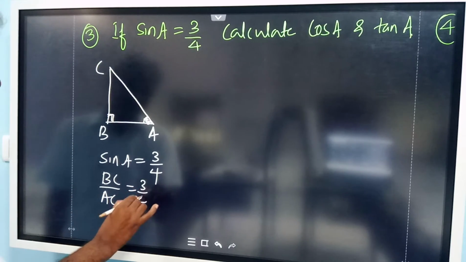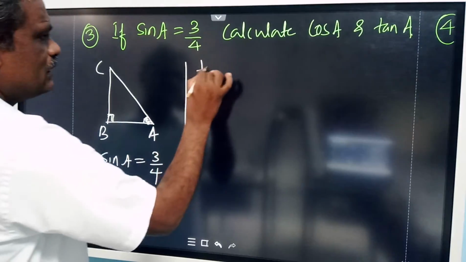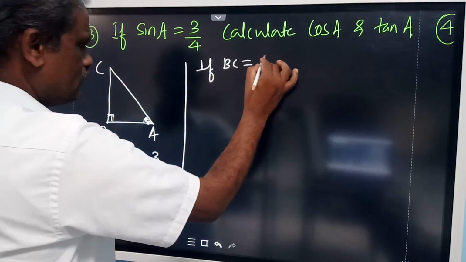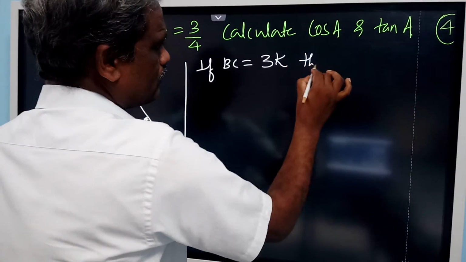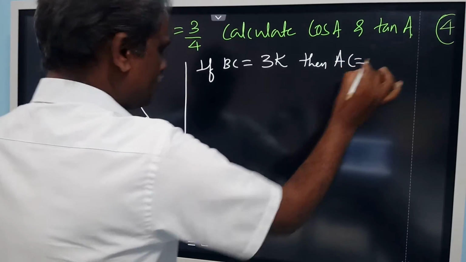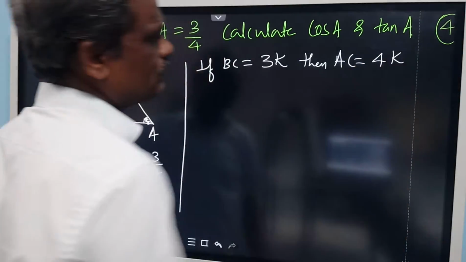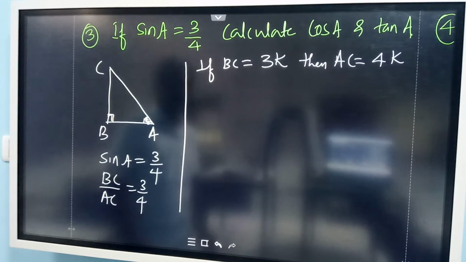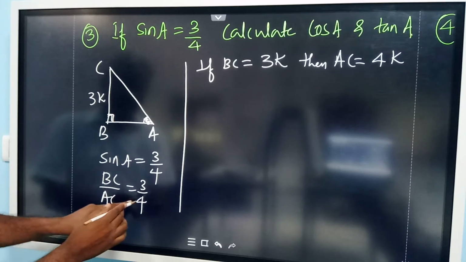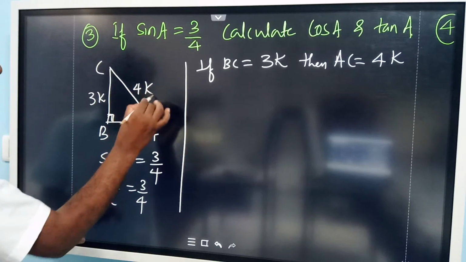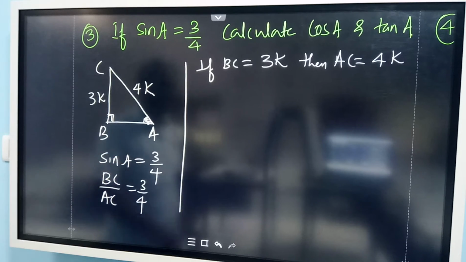BC by AC is equal to 3 by 4, which implies if BC is 3K, then AC will be equal to 4K because it is a ratio. So you can multiply by any number. If I take BC as 3K units, the hypotenuse will become 4K because the ratio is given. They are in this ratio 3:4. So you have to find out AB.